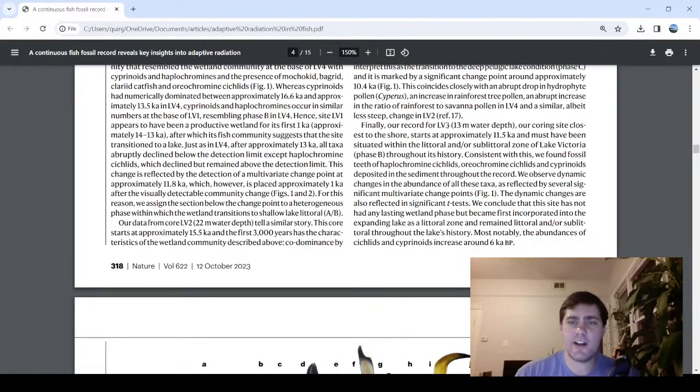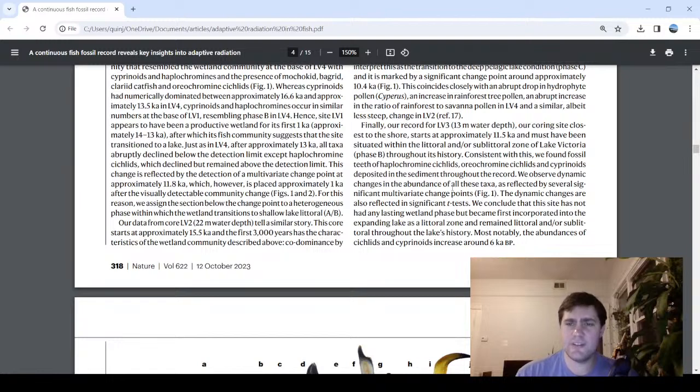Finally, our record for LV1, our coring site closest to the shore, starts at approximately 11.5 Ka, and must have been situated within the littoral and/or sublittoral zone of Lake Victoria. Consistent with this, throughout its history we found fossil teeth of haplochromine cichlids, oreochromine cichlids, cyprinoids, and catfish deposited in the sediment throughout the record.